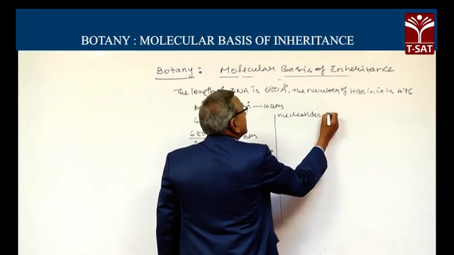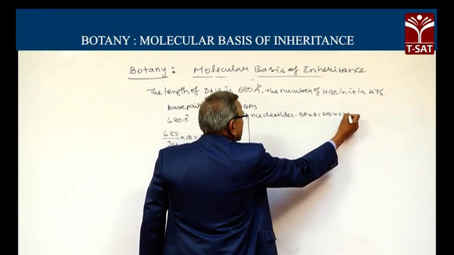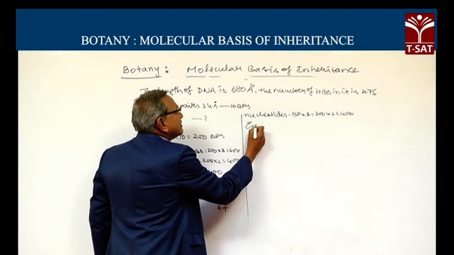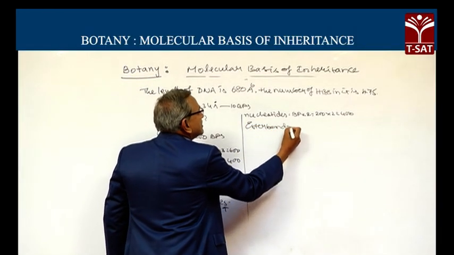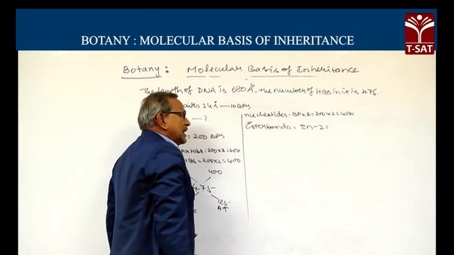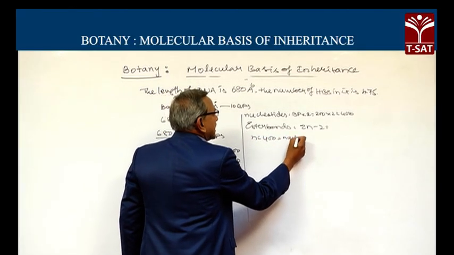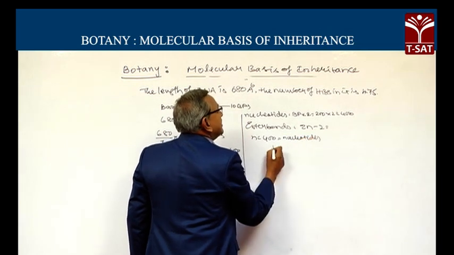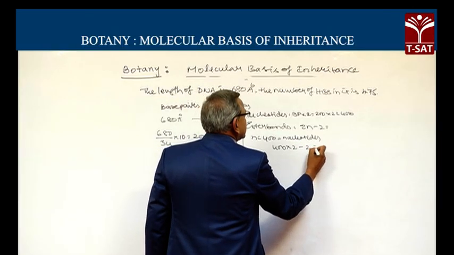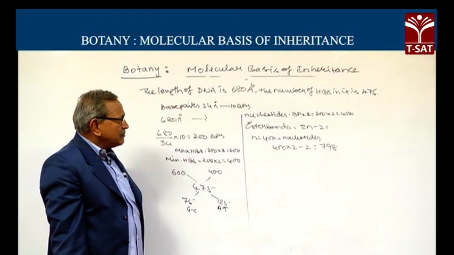Now, how many nucleotides are here? Nucleotides will be base pairs into 2. So, 200 into 2, 400 are here. And how many ester bonds are here? This will be 2n minus 2. So, our n value is 400. N is number of nucleotides. So, it will be 400 into 2 minus 2. So, this comes to 798 ester bonds are here.